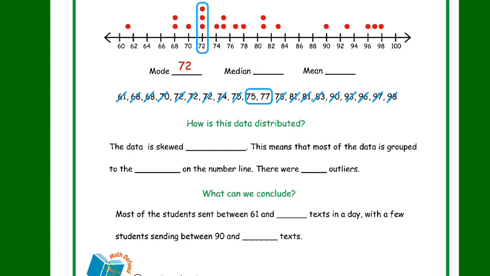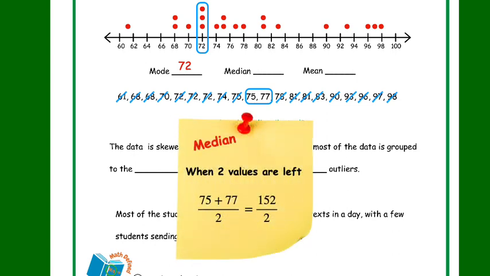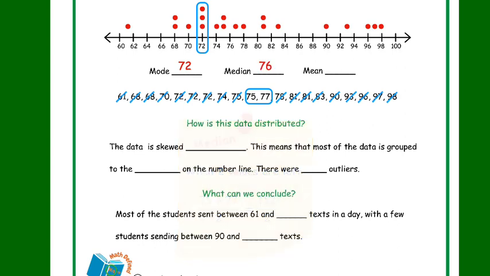To find the mean, we need to add 75 plus 77 and then divide by 2 to get 76.